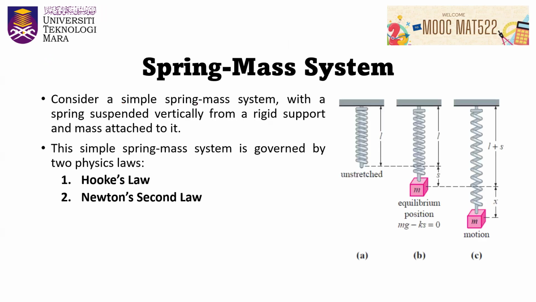Here, consider a simple spring mass system with a spring suspended vertically from a rigid support and a mass attached to it. Now, this spring mass system is governed by two basic physics laws, namely Hooke's law and Newton's second law.